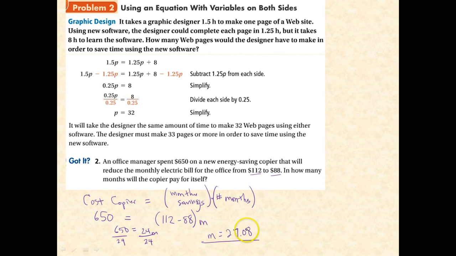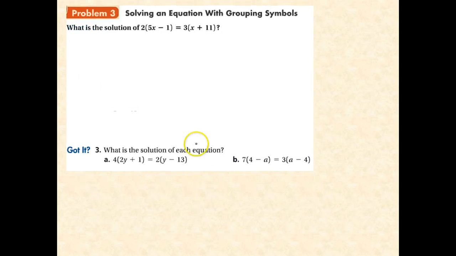27.08 months. It will take a little more than 27 months for us to break even. So that means that in 28 months, it will have paid for itself. In 27 months, it hasn't quite paid for itself. But in 28 months, it has paid for itself. So it'll take 28 months for the copier to pay for itself.